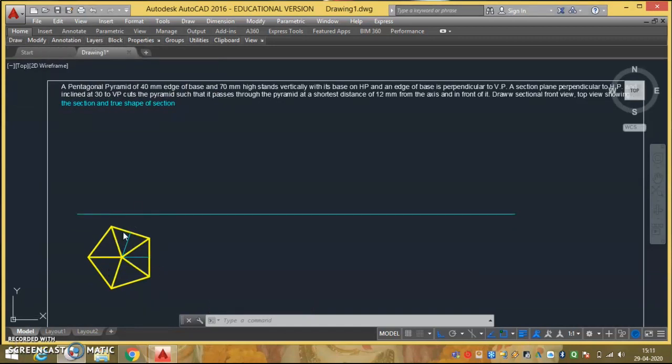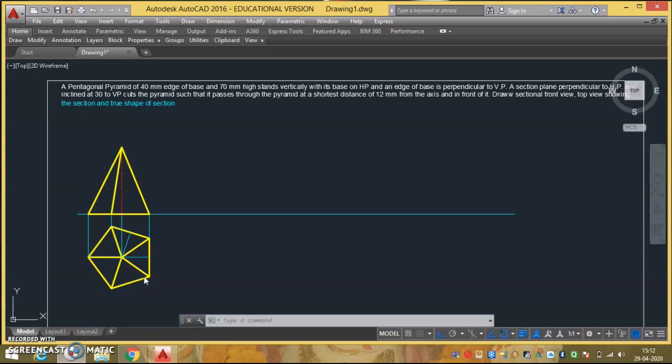Once this is done, we will project all these points up to get the upper triangle. So these are the projections we got. Now you can get the axis length here, that is 70 mm, and join the lines. So this is the front view you will get. We have measured this height as 70 and then joined all the points with this.